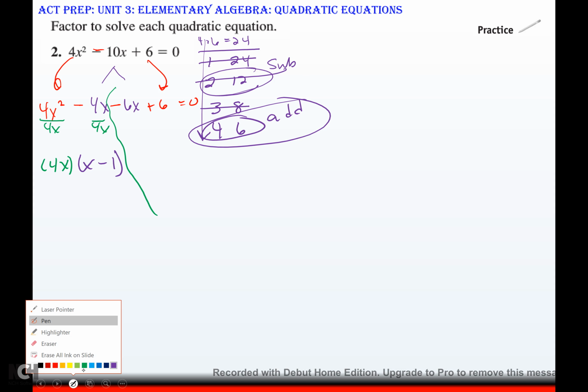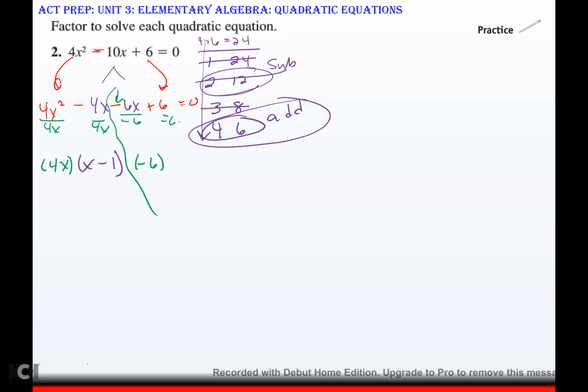GCF on the other side, and it looks like they have a negative, always take the first guy's sign, and a 6 in common. Divide by negative 6, and I get negative 6x divided by negative 6 is positive x. Positive 6 divided by negative 6 is negative 1. And voila, I have a matching binomial.